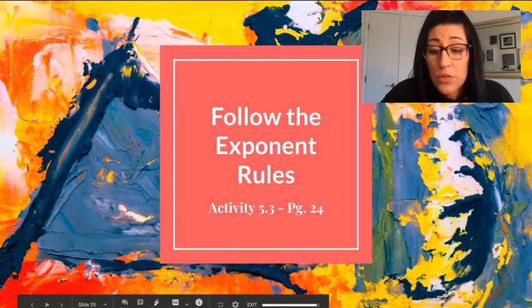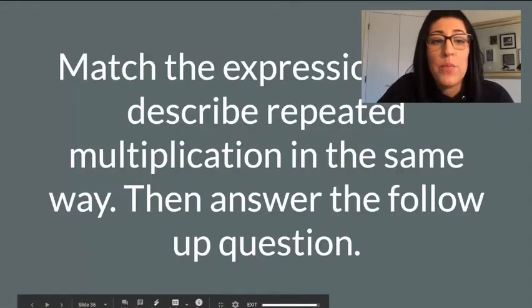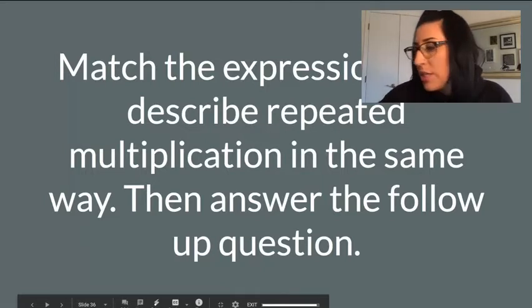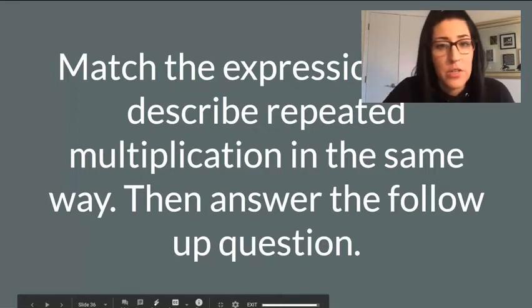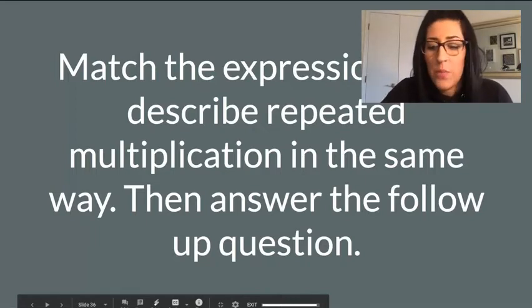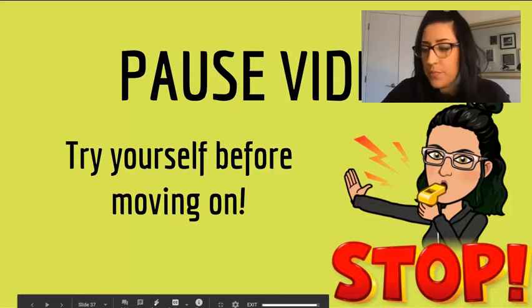Okay, so let's follow those rules that we just talked about in the criteria. You're going to match the expressions that describe repeated multiplication in the same way, and then you're going to answer the follow-up questions. So you're going to work through numbers 1, 2, and 3, and then answer each of the part Bs, and we will come back together after you pause your video and try this on your own.